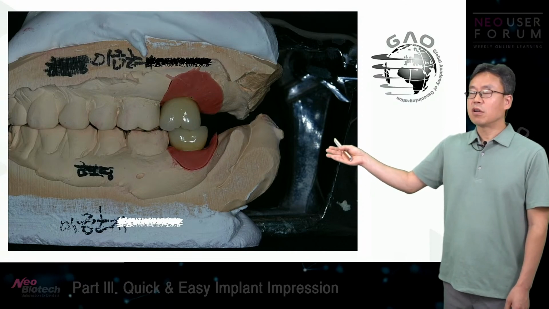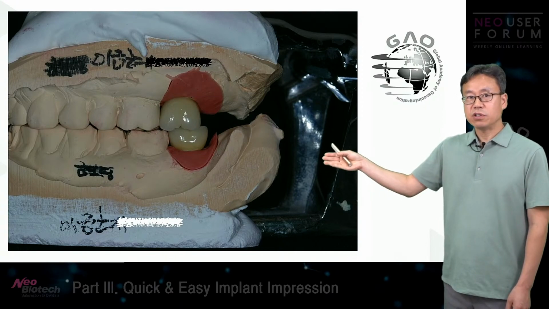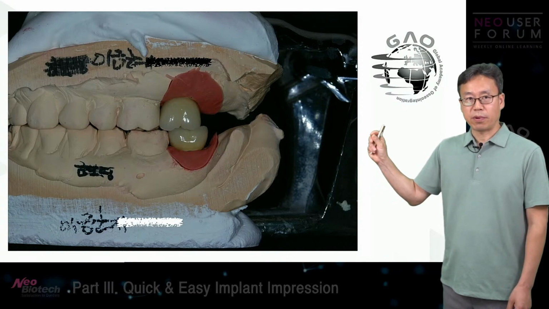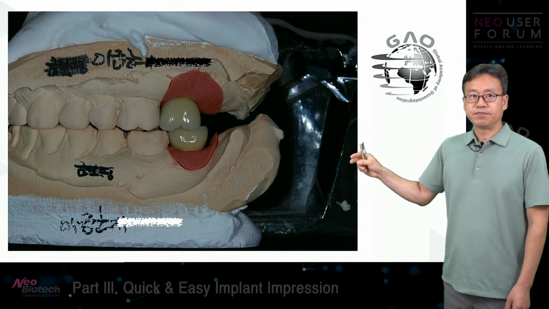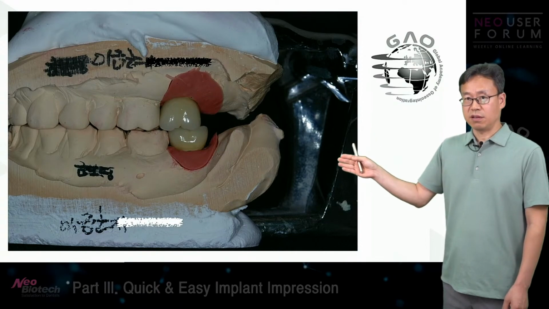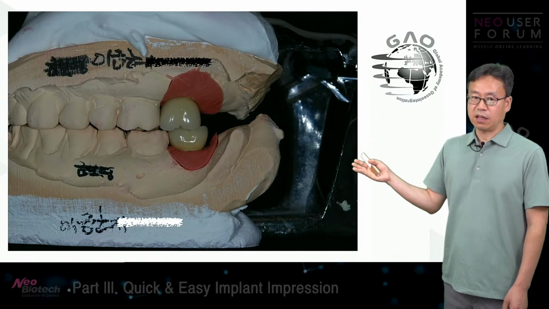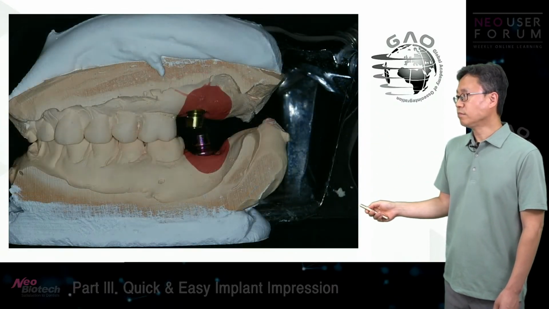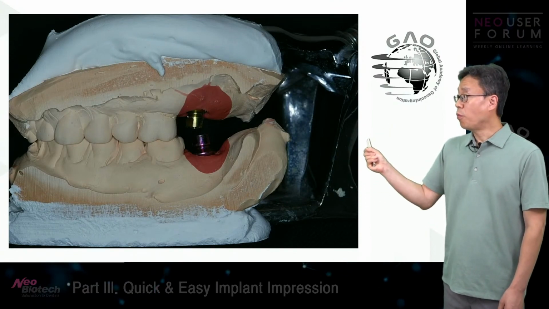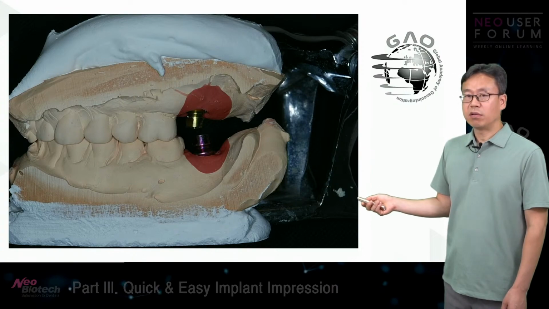Some people call it the average unilateral articulator, or some call this a chopper. The jaw movement of this articulator is quite limited, but probably good enough to make these two opposing implant restorations. You can see two impression bodies, impression copings, one in the upper and one in the lower.